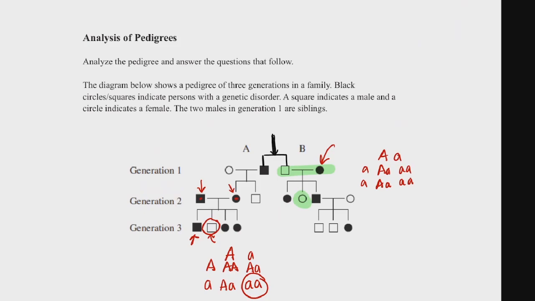So this is what I really like about pedigrees. You can find out a lot of information by just kind of starting at the base and going up and looking at who's a carrier, who's not, how many times does it show up, does it show up a lot? Could that indicate dominance? Is it only affecting males? If it's only affecting males in a pedigree, that's a really good indication of X-linked.